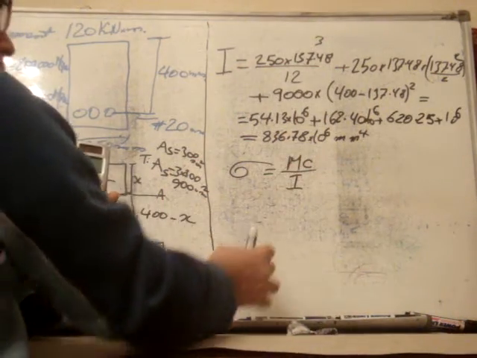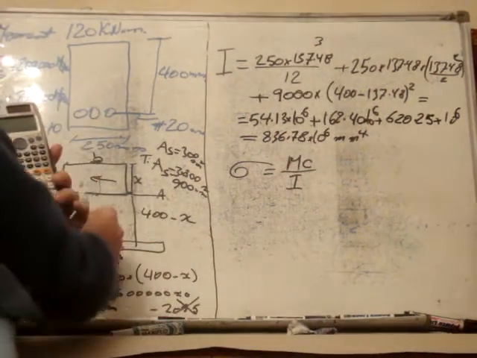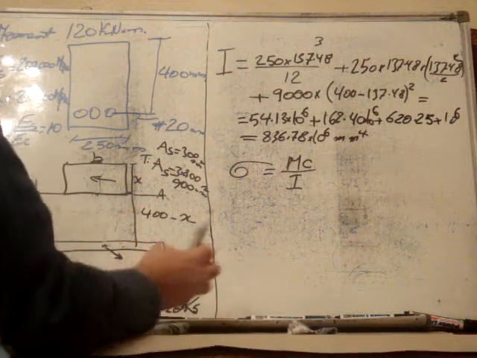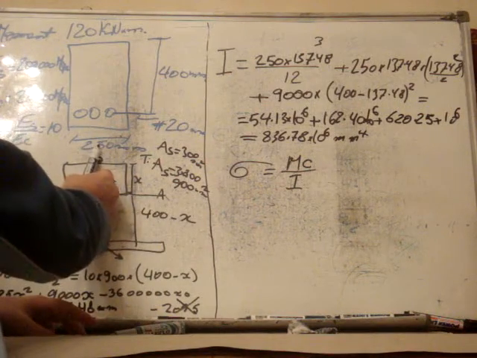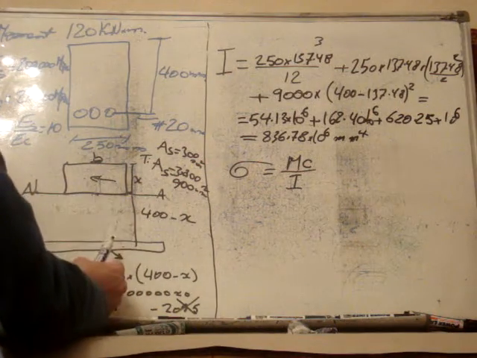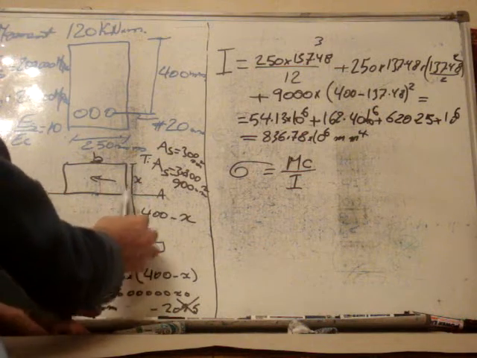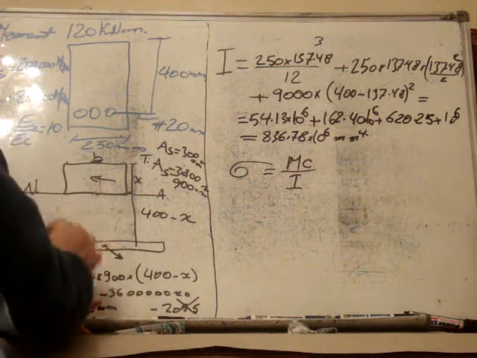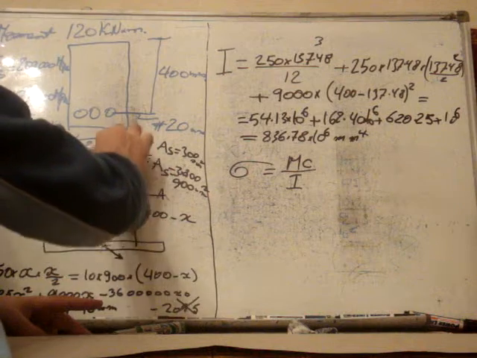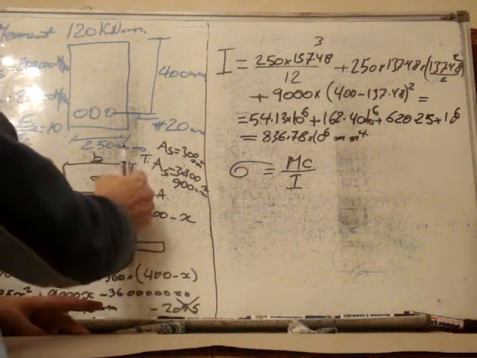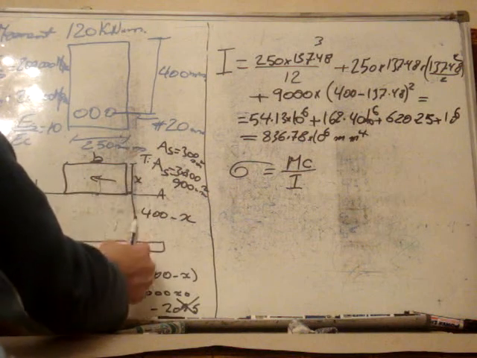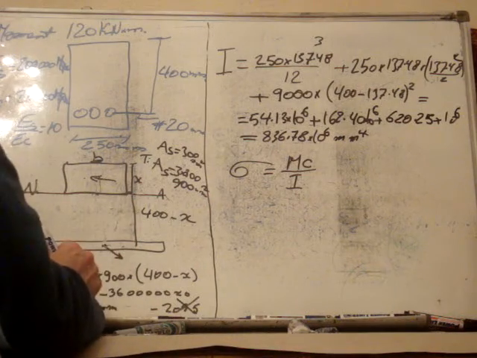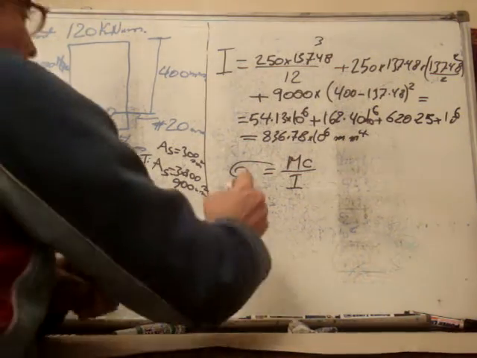Now sigma will be equal to MC over I. We have two stresses now, one for the top part and one for the bottom part. Before, when we had symmetrical sections, we had the same distance. Now this will be equal to 137, and the other one will be equal to 401 minus 137.